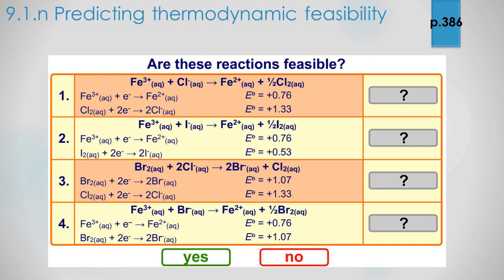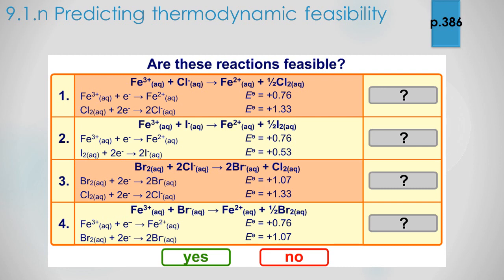The second reaction, again, Fe3+ is reacting to form Fe2+, so the E0 is going to remain as plus 0.77. However, I- is being oxidized to form iodine, so for the second half reaction the E0 is going to be flipped. So it's going to be 0.77 minus 0.54, which is positive 0.23. It's always a good idea to include the sign, whether positive or negative. So the second reaction is thermodynamically feasible.